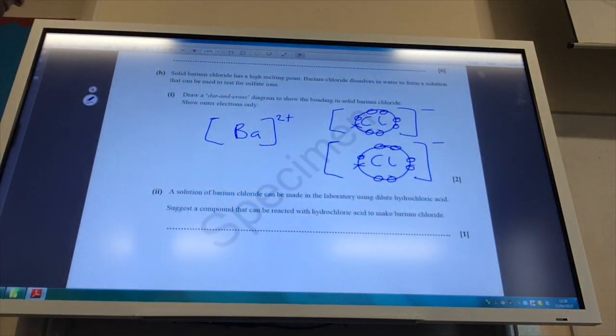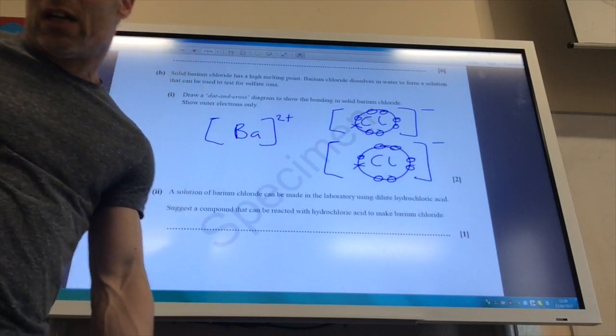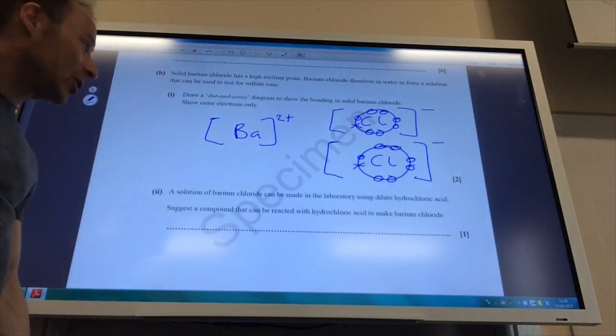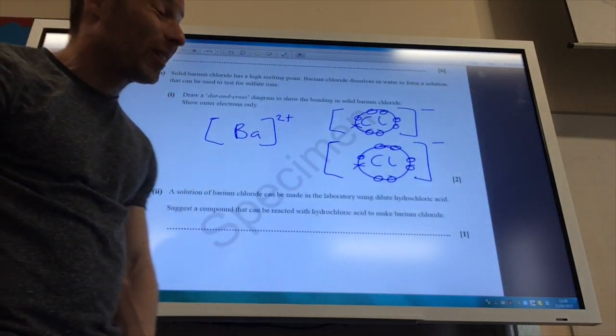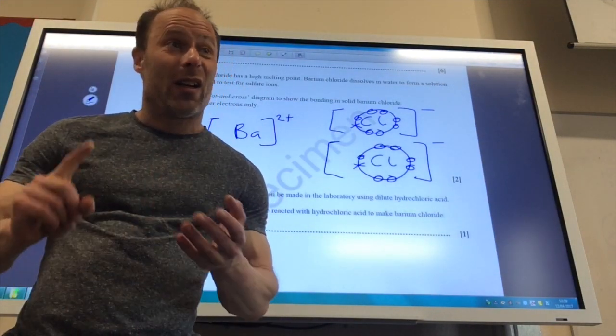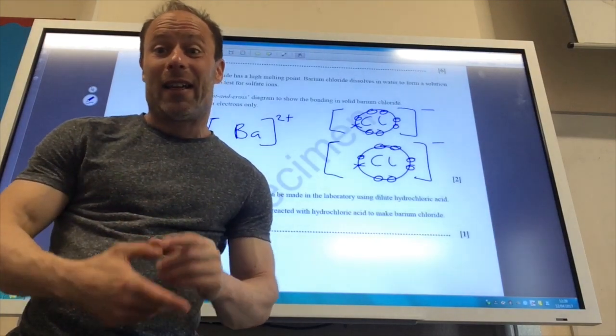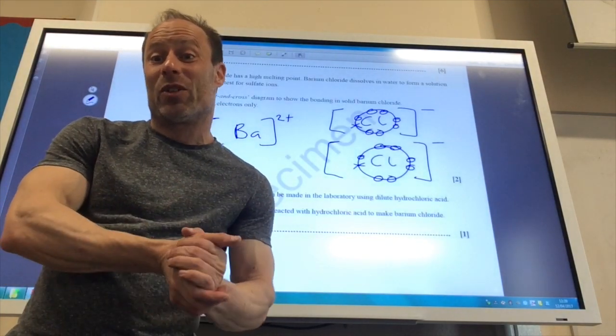A solution of barium chloride can be made in a lab using HCl. Suggest a compound that reacts with HCl to make barium chloride. Well, barium chloride is of course a salt. So what do I need to react with hydrochloric acid to produce barium chloride? I could pick barium oxide, which is going to be a nice base. I could have barium carbonate, barium hydroxide, anything that's going to react with an acid to produce a salt.